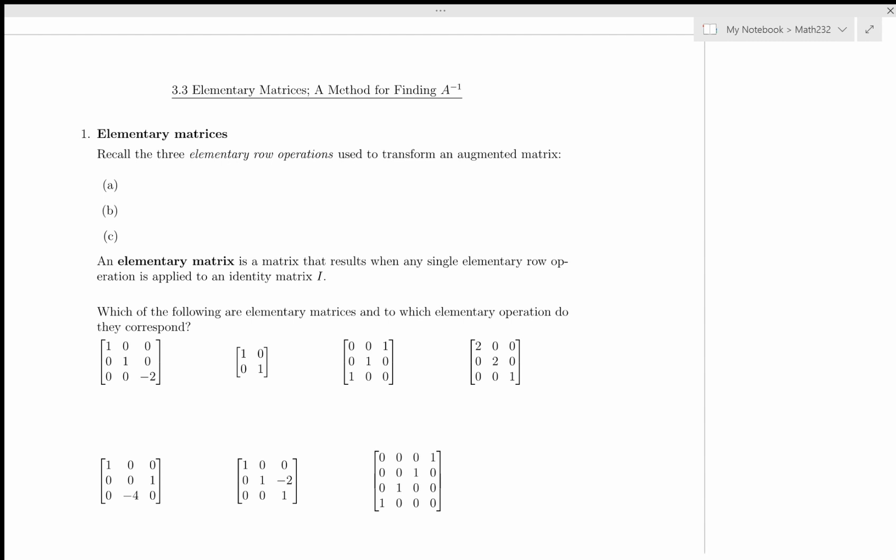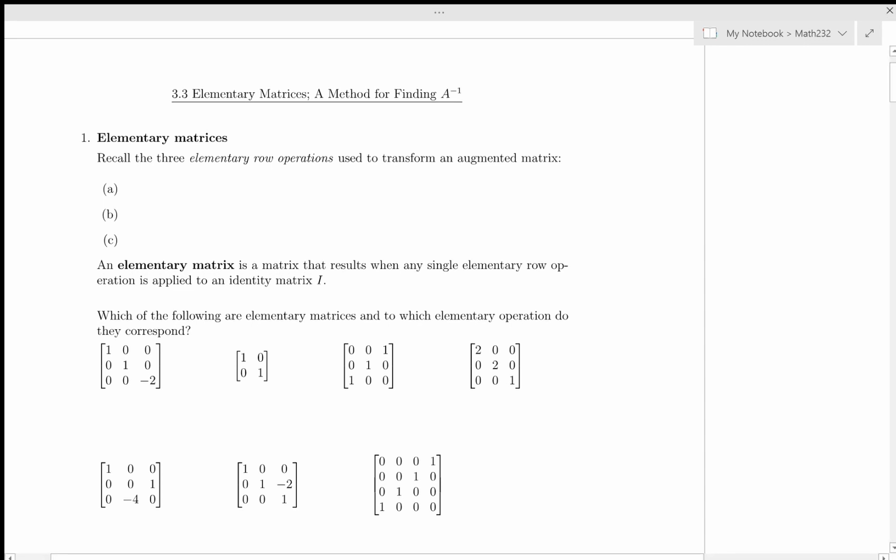So today we're going to cover section 3.3, Elementary Matrices. And coming with that is going to be a method for finding a matrix inverse. That is the main thrust of the lecture today: if a matrix has an inverse, we want to be able to figure out what that is.